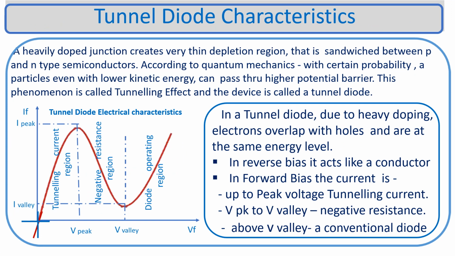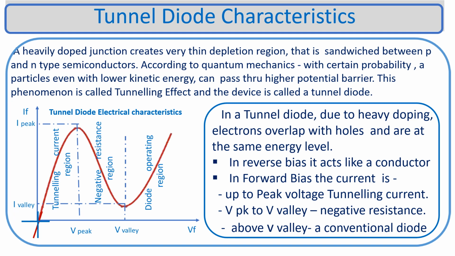Thin insulating layer sandwiched between two conductors creates a tunnel contact. In this structure carriers follow quantum mechanical tunneling phenomenon, wherein carriers directly pass through thin insulating layer. Forward voltage increase to peak voltage results in increase to I peak current.